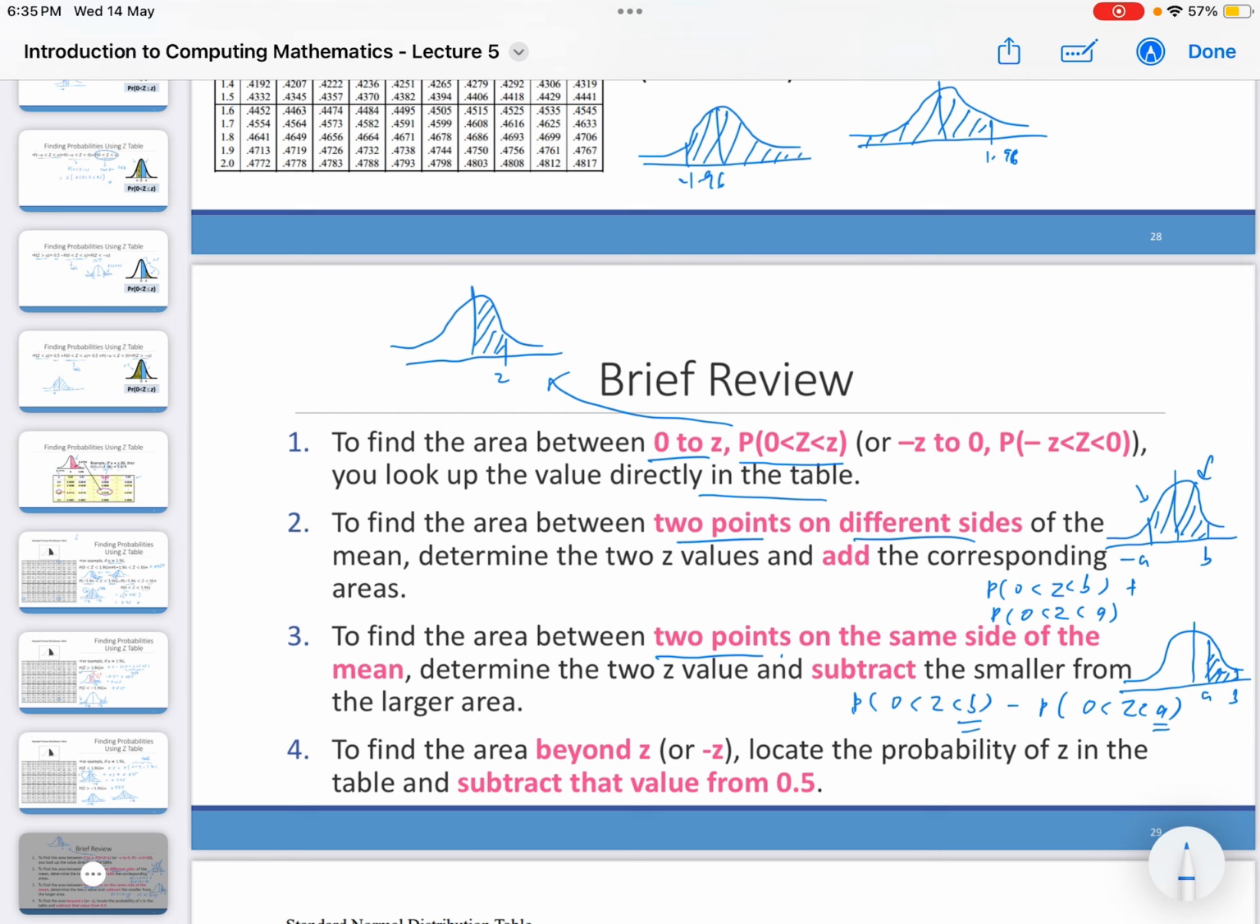Okay, and then last one, to find the areas beyond z, like greater than z or less than z. So locate the probability of z in the table and subtract that value from 0.5. So this one is actually this one. This one is the number 4. So let's say we have z, so we want to find this one beyond here. So it's like 0.5 minus this value, which you can look directly from the table over here.